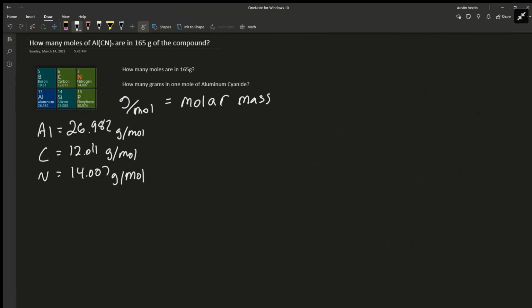Okay, great. So we have the molar mass of each individual element that is in aluminum cyanide. Now let's take a look at exactly what aluminum cyanide is. We've got one atom of aluminum, 1 part aluminum, and then we have 3 parts cyanide, which is this carbon and nitrogen. When put together, when they form a bond, that is called cyanide. So in aluminum cyanide, we have 1 aluminum and 3 cyanide.